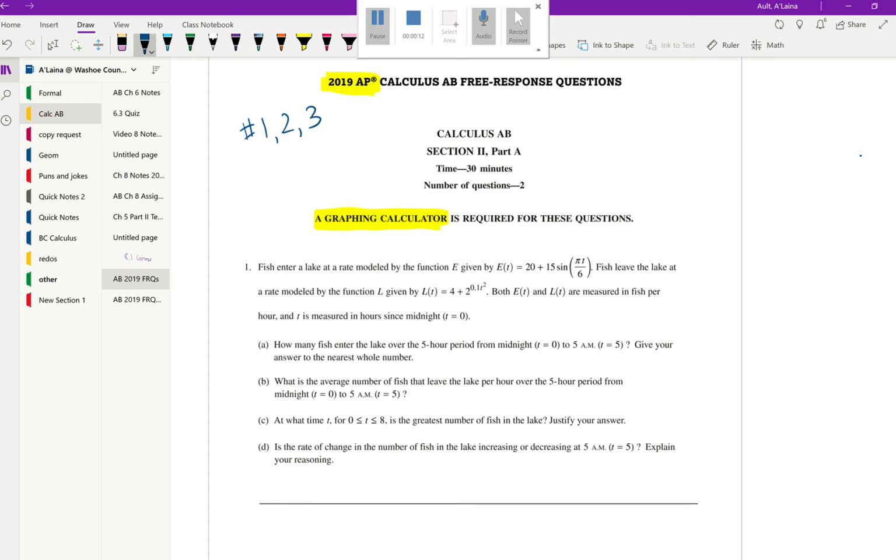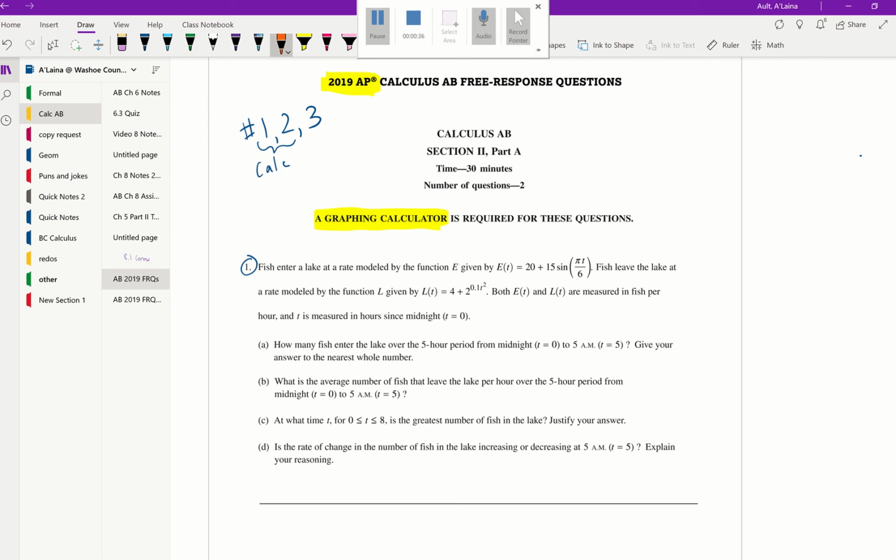When you're doing FRQs, questions numbers 1 and 2 are always going to require a graphing calculator. So if you know what question number you're looking at, you can know whether or not you're going to be using a calculator. Versus 3, 4, 5, and 6, which will never use a calculator, or at least I guess I shouldn't say never, typically, from what we've seen in the past. So let's take a look at number 1.